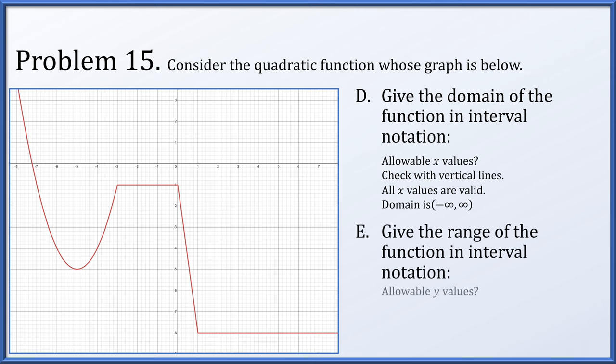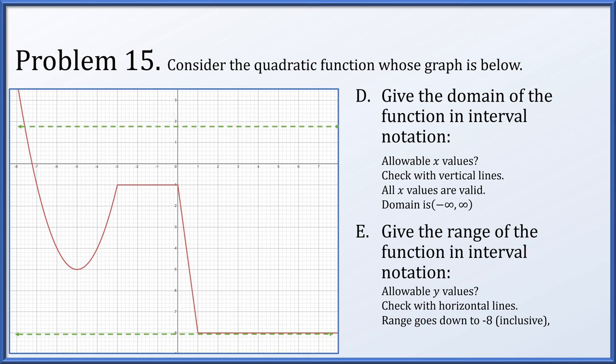Now, give the range of the function. In other words, what y values can we get out? We can check that with horizontal lines. Here is a y value, a horizontal line. Does it intersect the graph? Yes, it does. How far down can I go? Only down to negative 8, which is an allowable output, that whole constant section. How far up can I go? Without bound on that quadratic bit on the left, I can keep getting larger and larger y values. So I can get out negative 8 and anything bigger. So I have the interval from negative 8, including it, all the way off to infinity.